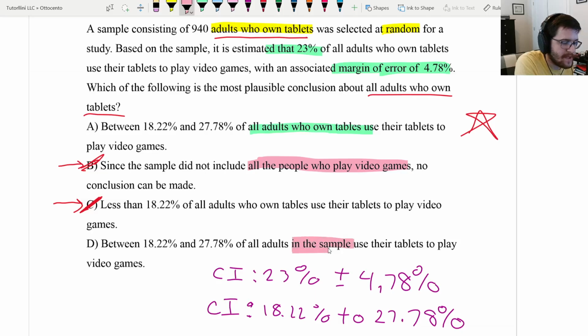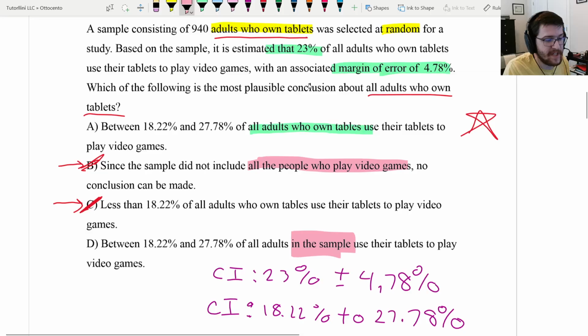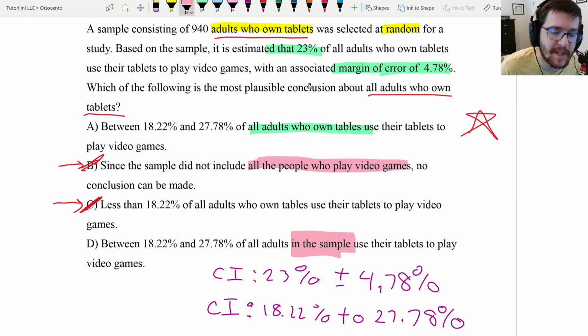That is wrong. Remember we said the confidence interval tells you about the population. We actually already know that the sample proportion is 23%. It wouldn't make any sense to say it's between 18.22 and 27.78%. We know it's exactly 23%. So the confidence interval doesn't tell you about the sample. It tells you about the population, which A does a better job of describing, minus my little typo, which I will fix in the worksheet that I sent to you guys. All right, great. A looks like the right answer.